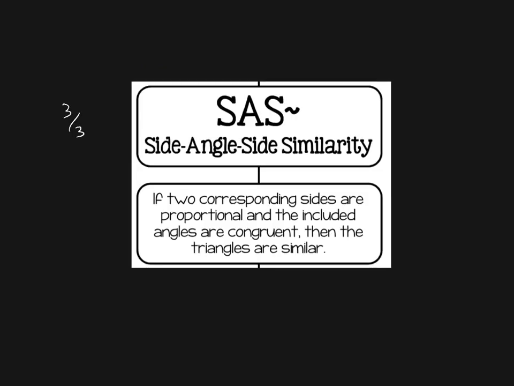Lastly, the third out of 3 ways to prove that triangles are similar is side angle side. Again, side angle side similarity is not side angle side congruency, so be careful not to forget that similarity tilde. All right, so how do we prove that triangles are similar using side angle side? We're going to have 2 corresponding sides that are proportional, and the included angle, that's important, the angle that's between them, are congruent.